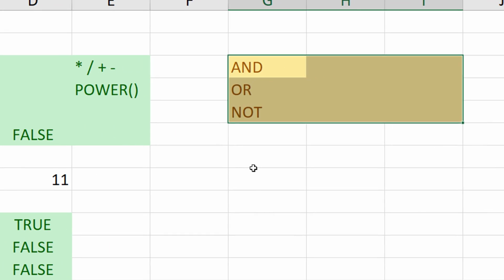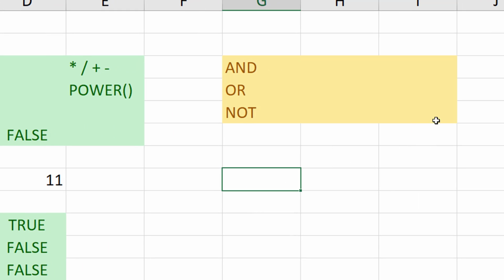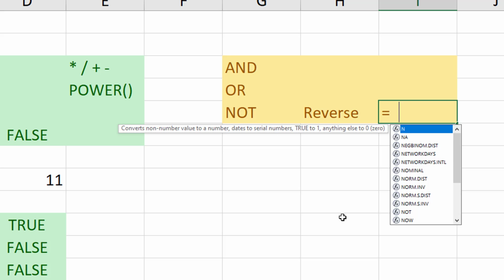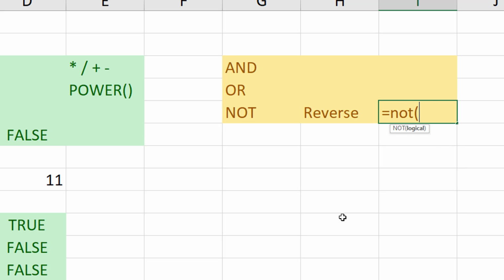So let's take not first. What not does is reverses or inverts whatever value is being supplied to it. So if I go into this third column and do a formula, so equals, and if I type in not, uppercase or lowercase, then do brackets, you can see it prompts us only to put in 1 value of data. Not only takes 1 argument, not 2 like the other 2 do. So now if I type in not false, press enter, I'm going to get true. If I typed in not true, I'd get false.